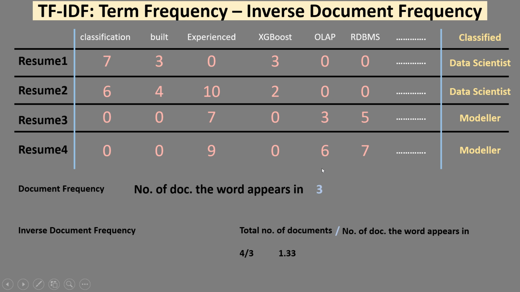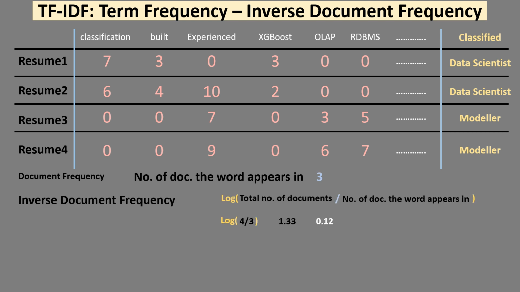There is one more thing which we do. We find the log of this. So if you find the log of this, then the new value which you will get is 0.12, which is further lower down. So this is inverse document frequency. I hope this is clear to you. Moving forward, the next thing which comes into the picture is term frequency.